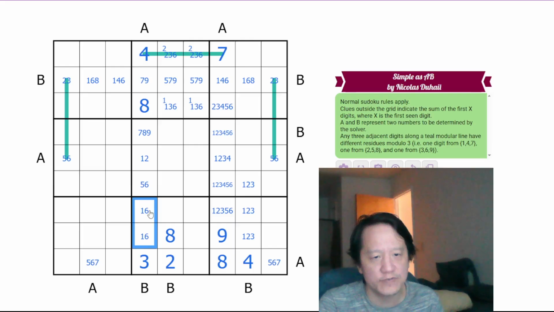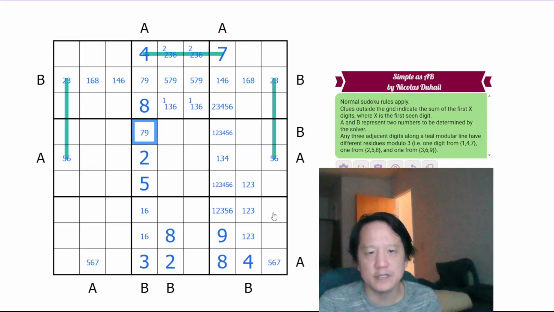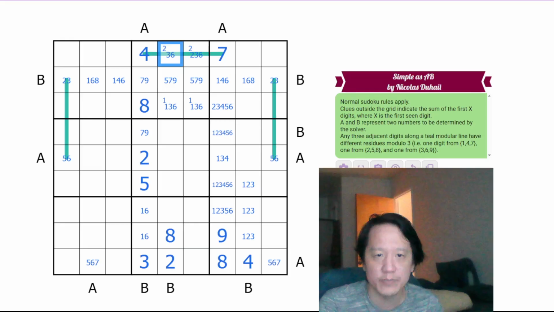So this can't be 2 and 5. This is 1, 6 as a pair to add up to 10. That makes this not 6, so it's 5. That makes this not 1, so that's 2. That eliminates 2 there. 8 eliminates 8 here. 2 and 8. 2 means this 2 can't be 2, so where's 2 on this modular line? It has to be there.